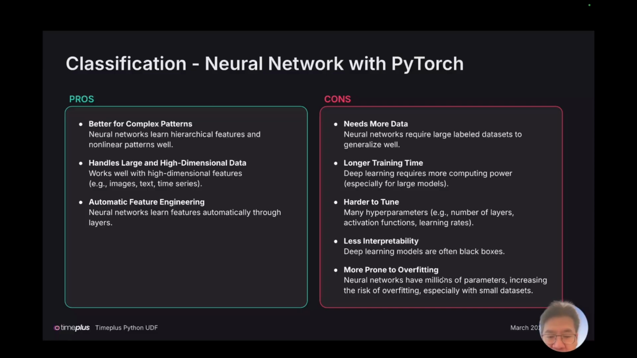That makes it a black box. You don't know how it works, so it's hard to interpret. The last one is that it's prone to overfitting. Overfitting means that because the neural network has a lot of parameters, it can probably remember your training dataset. It remembers everything, so it's very prone to overfitting.